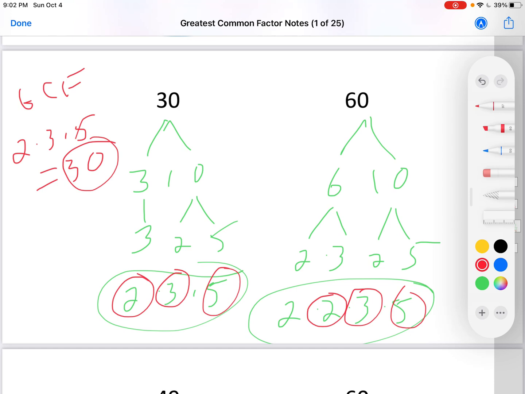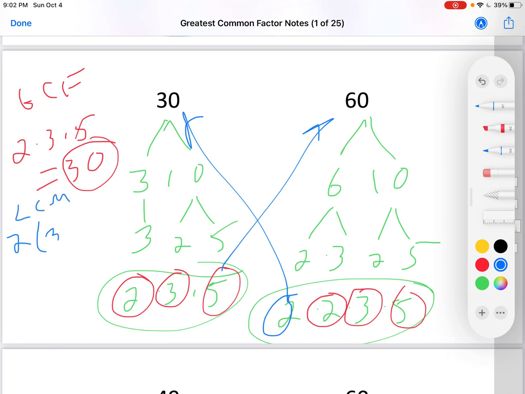And to find the least common multiple, all I have to do is multiply the uncommon one by the other number. Well, there's nothing uncommon over here, so that would be 1 times 60 is 60, or I could do 2 times 30. This is the least common multiple. 2 times 30 is 60.